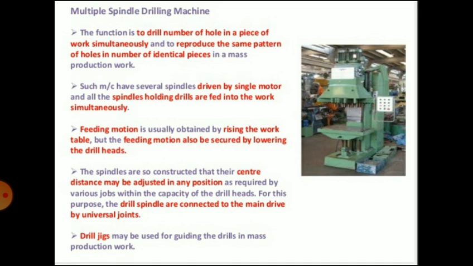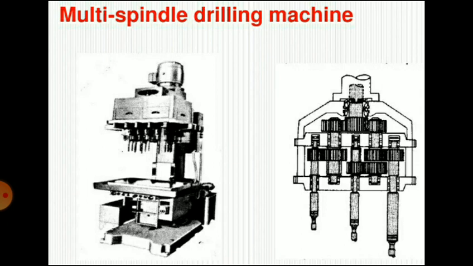So these machines are very useful when a number of parallel holes must be drilled in a part. The spindle head can be replaced by another head designed for some other workpiece or to perform some other operations. This machine is useful for mass production work. So this is a multi-spindle drilling machine. There is a common head, and at the bottom you can see the different spindles or the different drills that are mounted on a common work head.